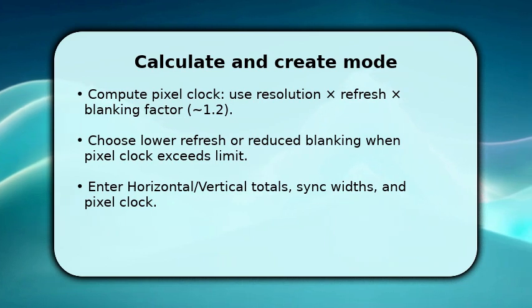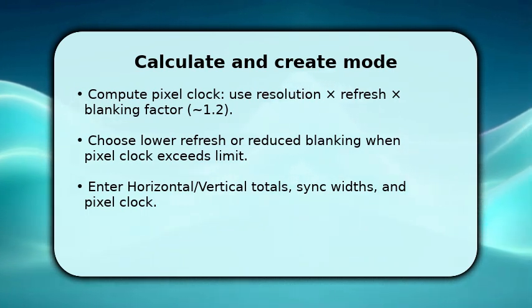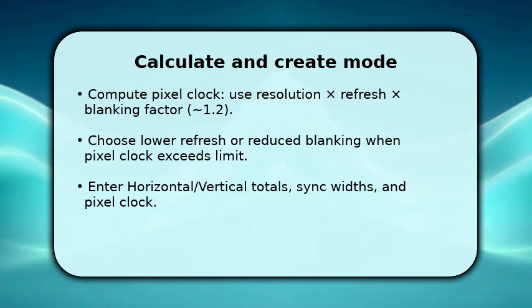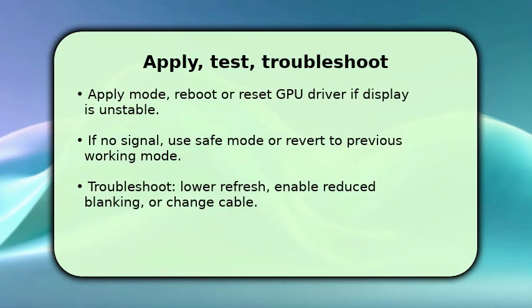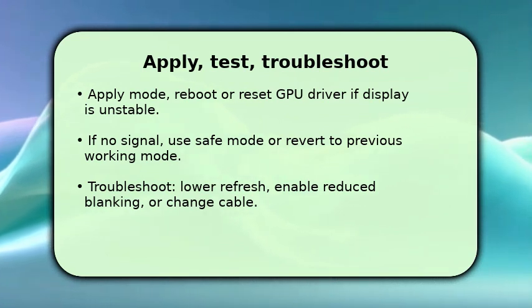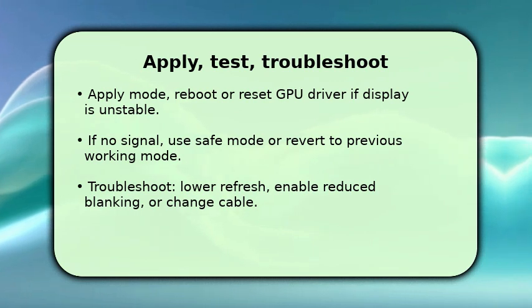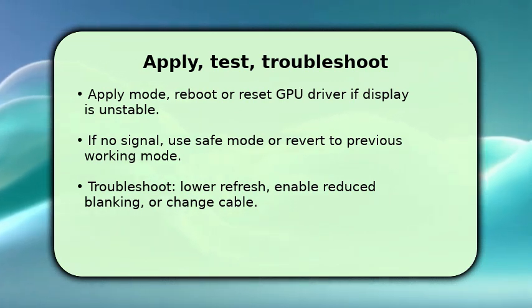These options lower bandwidth. Then input precise horizontal and vertical totals, sync widths, and the calculated pixel clock into the custom resolution fields. Finish by applying and testing the new mode while watching for artifacts or no signal. Apply the custom resolution, then reboot or reset the GPU driver to ensure timings take effect.